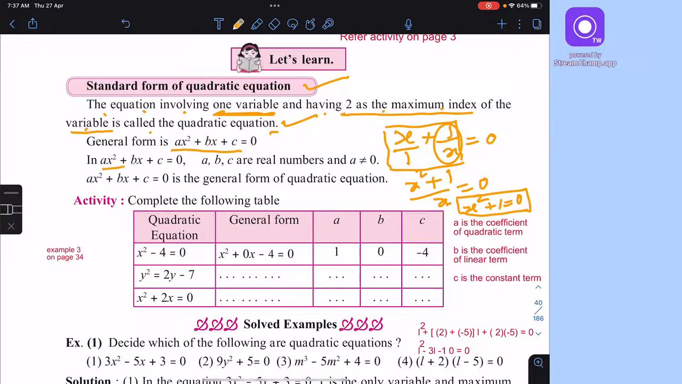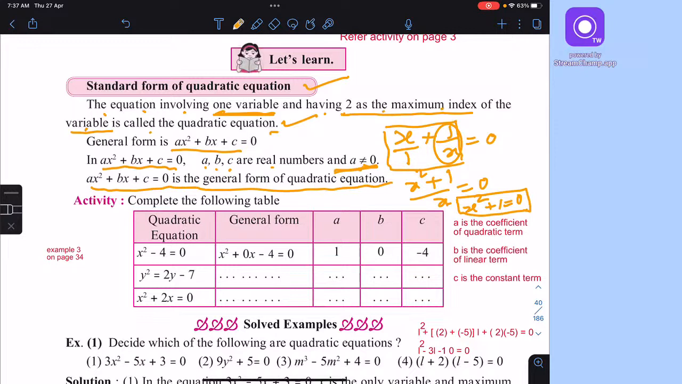In ax² + bx + c = 0, a, b, c are real numbers and a is not equal to 0. This is important. That quadratic term should not vanish. If the coefficient of the quadratic term is 0, it will vanish and it will no longer be a quadratic equation. ax² + bx + c = 0 is the general form of the quadratic equation.